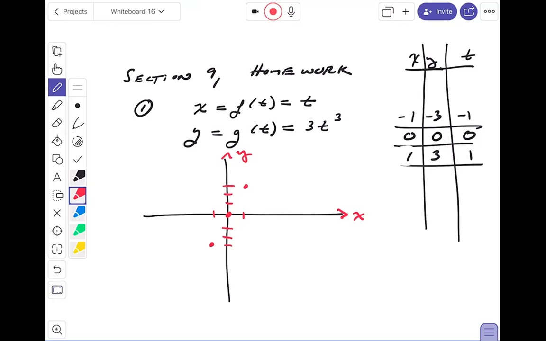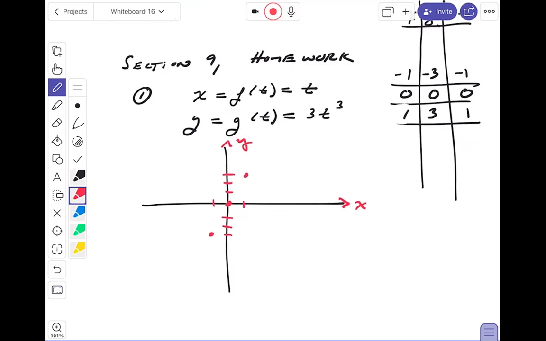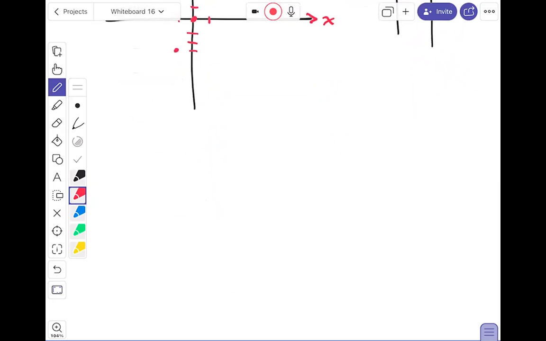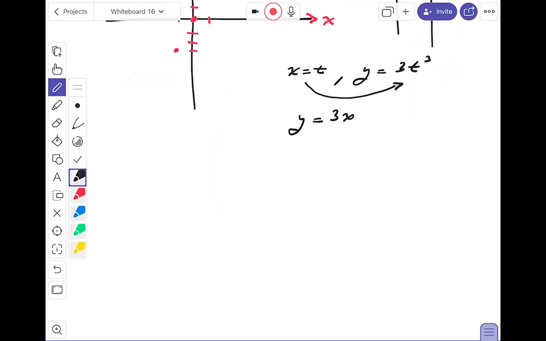So what I want to do is, you can continue to plot points, but I don't want to continue to plot points. What I want to do is eliminate the parameter, right? Because if I do that, maybe it'll be easier for me to plot it. So let's write this down. We know x is t, and we know y is 3t cubed. And what I'm going to do is plug this in here by eliminating the t in the problem. So what's t? Well, t is just x, so it's going to be 3x cubed.